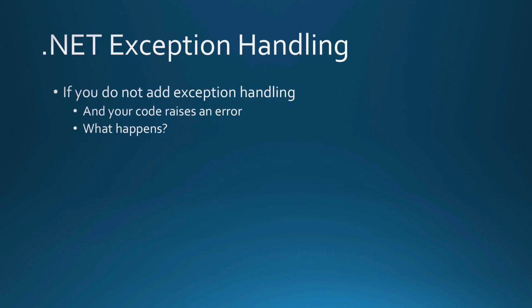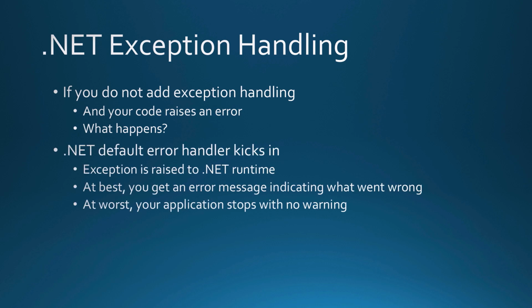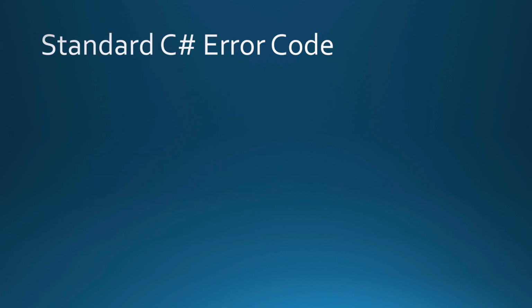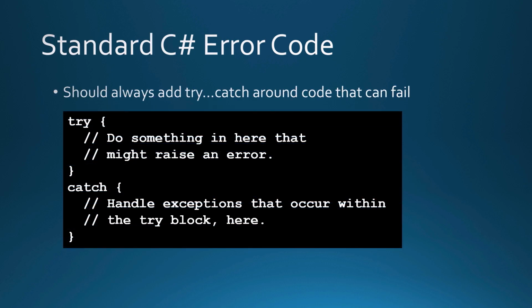If you do not add exception handling to your code and your code happens to generate an error, well, what happens? The .NET default error handler will kick in, and the exception is then raised to the .NET runtime. At best, you'll get an error message indicating what went wrong, but at worst, your application could simply stop with no warning. And that's not something you really want to have happen to your user. So we're going to add some error code around any code that could potentially fail.